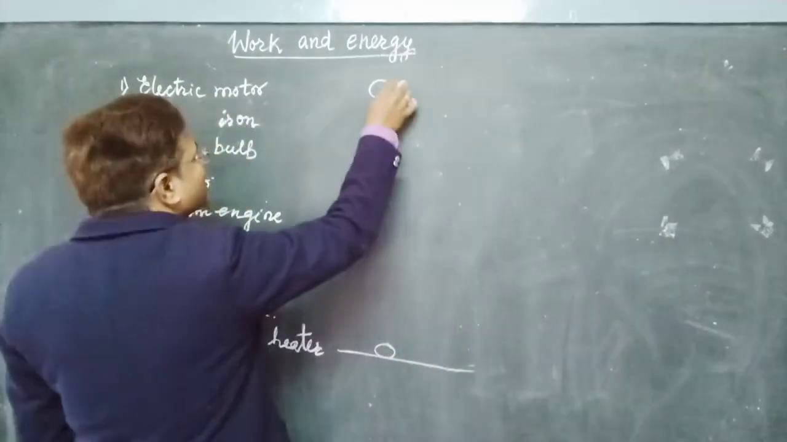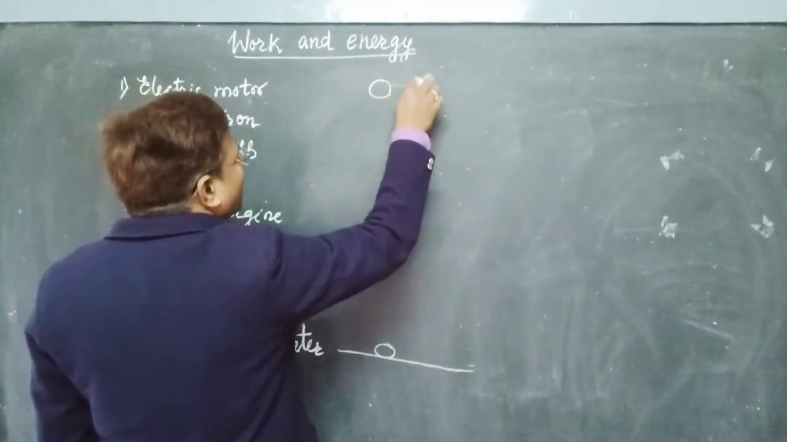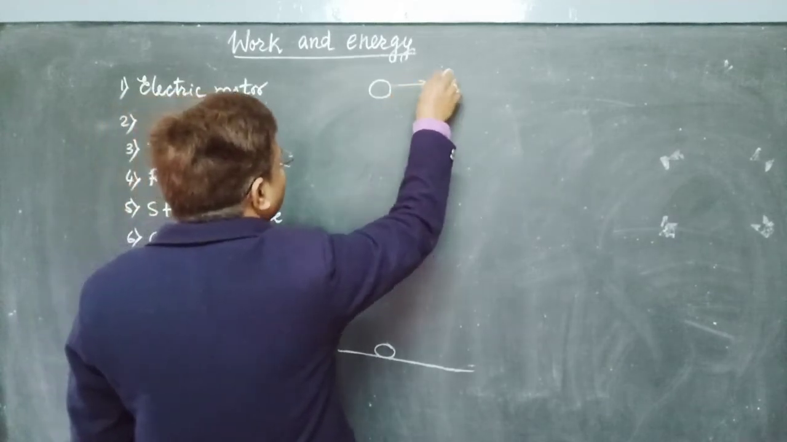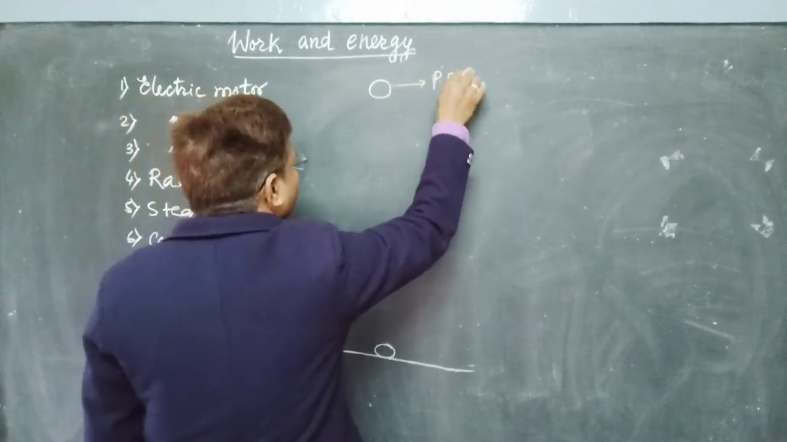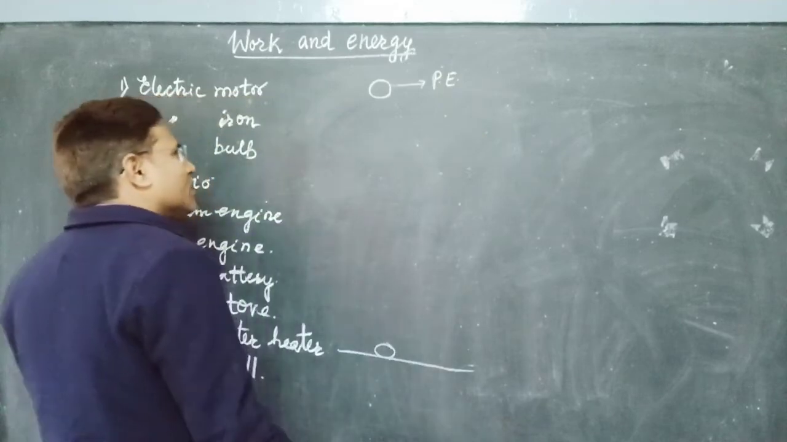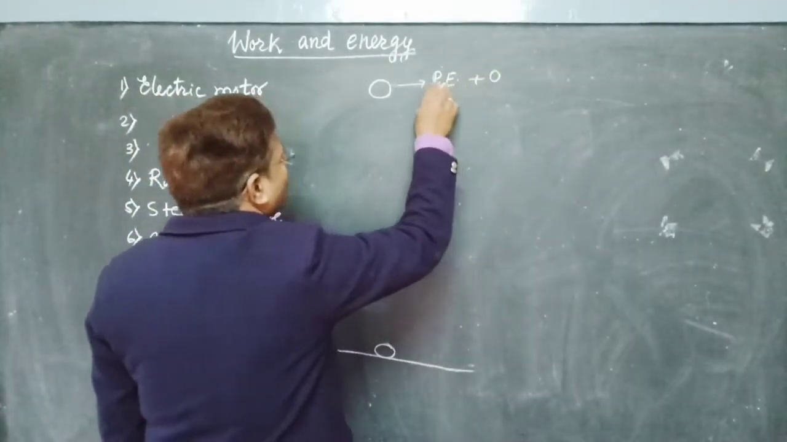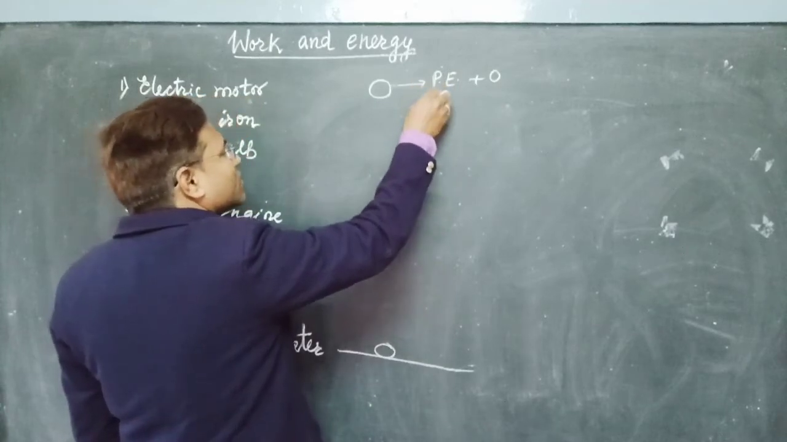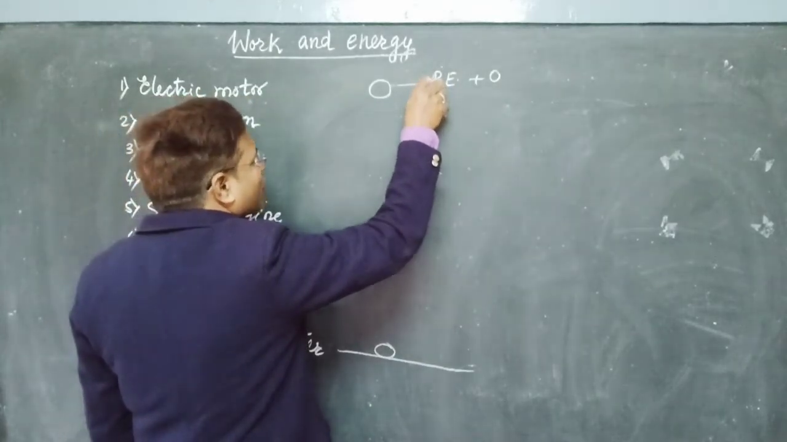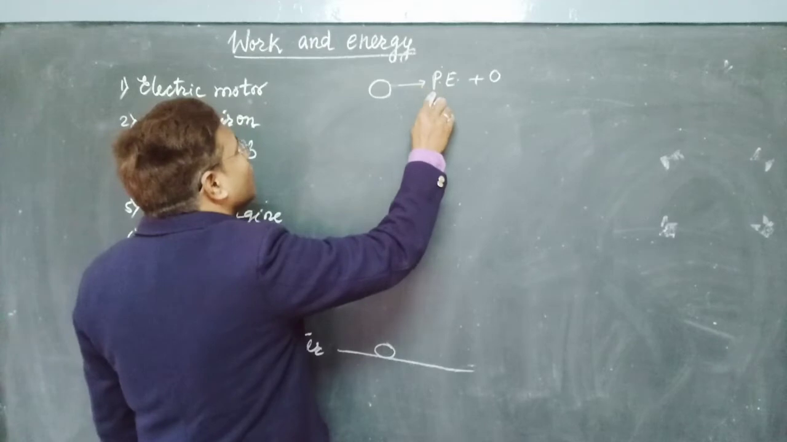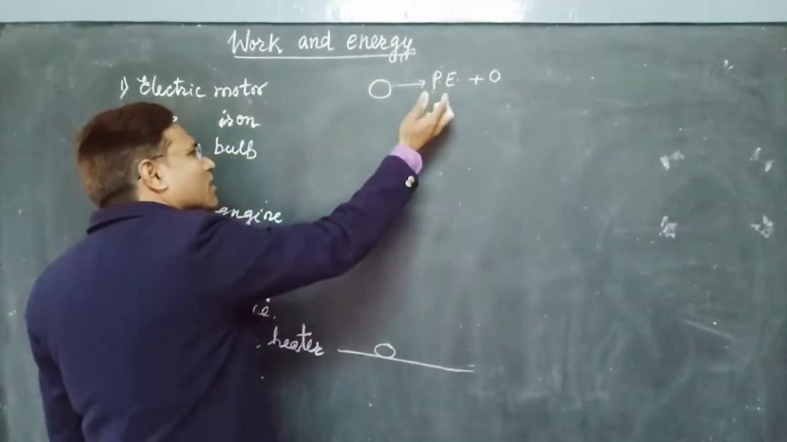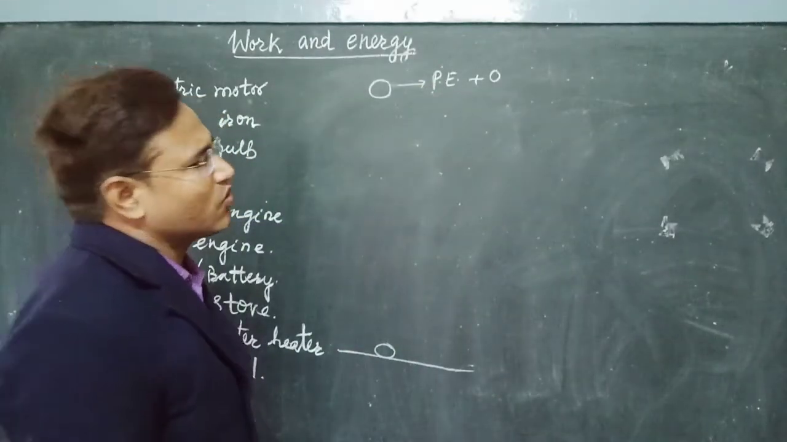Then at this place, at the highest point, or from where I am dropping, it will have the maximum potential energy. Potential energy will be there. Okay, and kinetic energy will be 0 at this point. Slowly, when I drop it, what will happen after dropping? Some amount of the potential energy will get converted into kinetic energy.